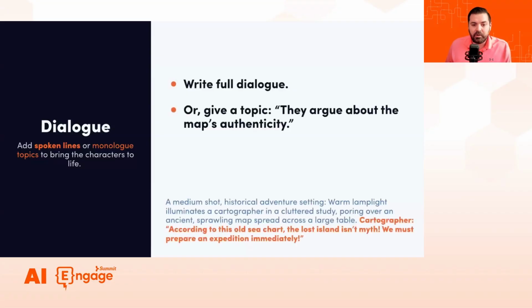All right, the last thing is the dialogue. In this case, you can add spoken lines that you want to be spoken directly, or you could give monologue topics, to bring the characters to life. Monologue topics can be talking about X or talking about Y, and the model will figure out what the monologue is and the actual words. You don't have to actually say the words; it will figure it out. So you can write full dialogue, or if you give it a topic, for example, they argue about a map's authenticity, that's a way to provide that.